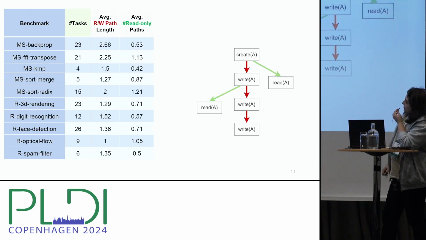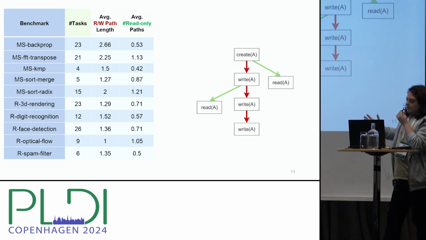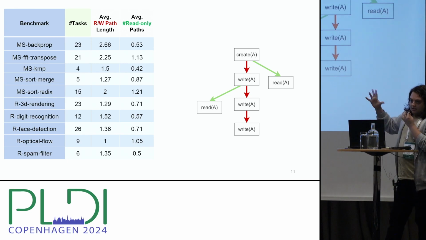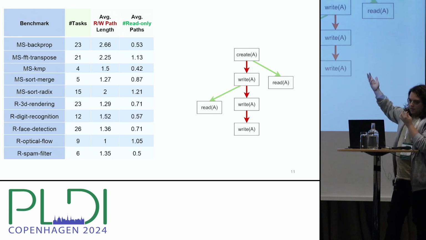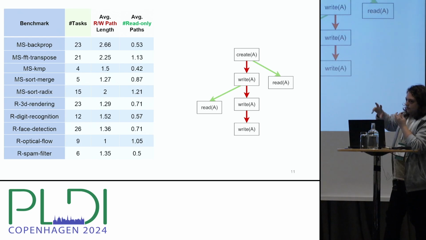Then, about those read-write paths and read-only paths that I mentioned, we also took for each data item an average of their typical length, and we see that most data items only survive for about 2 tasks. So the lifetime of our data items in these benchmarks tends to be very small, which can then also further inform us about the kind of clusters that we can create around tasks that use the same data.